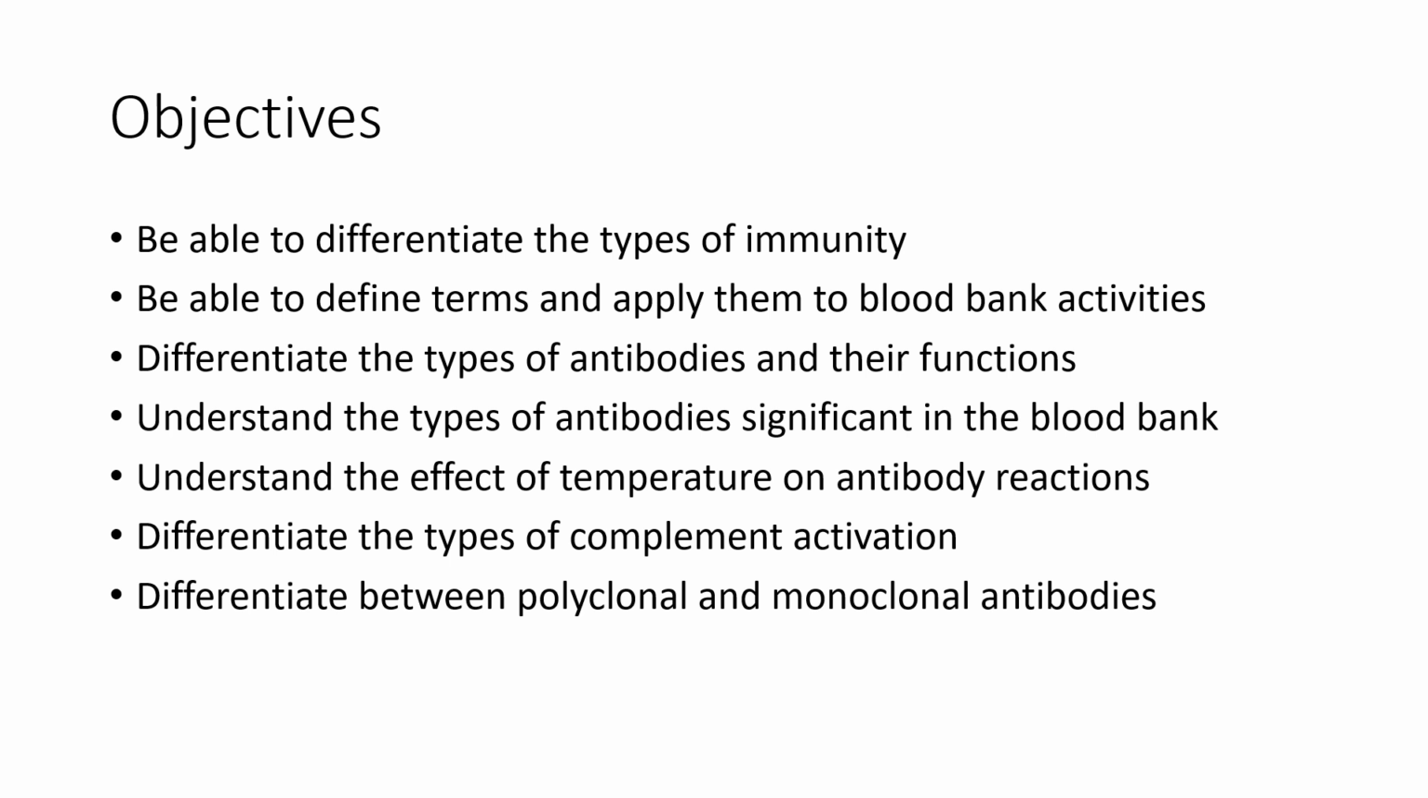This is Chapter 3. The objectives are to be able to differentiate the types of immunity, to be able to define terms and apply them to blood bank activities, differentiate the types of antibodies and their functions, understand the types of antibodies significant in the blood bank, understand the effect of temperature on antibody reactions, differentiate the types of complement activation, and differentiate between polyclonal and monoclonal antibodies.